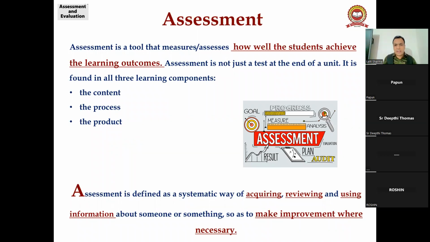Okay, so now we understand the concept of assessment a little bit more. Please look at the next definition. Assessment is defined as a systematic way of acquiring, reviewing, and using information about someone or something, meaning the student, so as to make improvement wherever necessary. Are you getting it? Wherever necessary. It is not that if a student does not get it, we say, leave it, what do we have to do with the student. Wherever necessary, right? This is called the assessment.